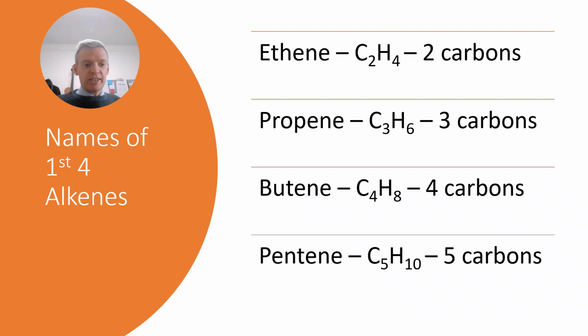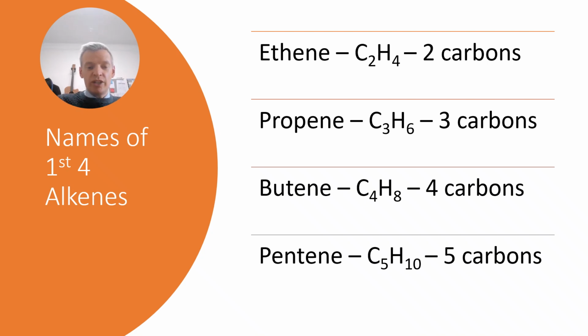Right, so we need to look at how we name alkenes. In the specification you have to name the first 4 alkenes. And you're looking at this slide thinking, where is 1 carbon? But you can't have an alkene with only 1 carbon. So we start with 2. And the same way we named alkanes, we name them based on the length of the carbon chain.